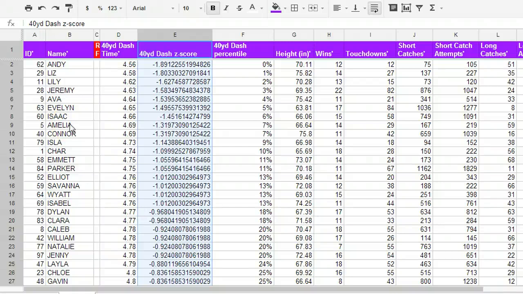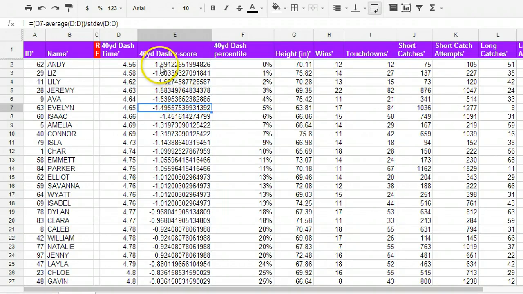Z-scores and percentiles by themselves can tell you useful information about how to compare different individuals. However, you can also use these values, because they have no units in and of themselves, to compare or combine multiple different categories for a single individual. For example, let's imagine that 40-yard dash and height are both important, and I want the person who has the most overall height and the least overall 40-yard dash time. To do that, I'm going to go ahead and use z-scores in both cases.